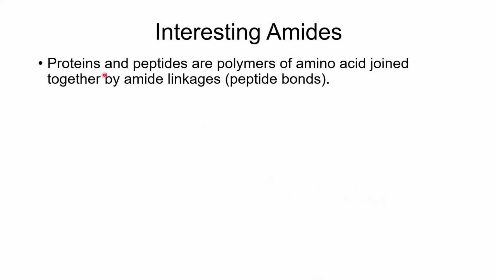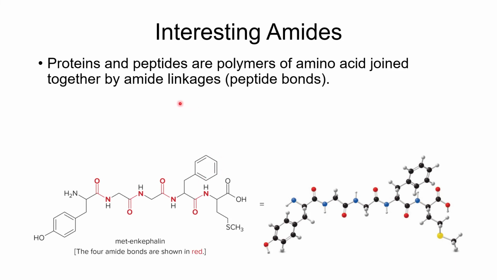All right, interesting amides. We're going to look at some proteins and peptides. All the proteins and peptides that do all the hard work in your body. There's lots of enzymes and hormones and things like that that are made up of polypeptides. They're just very complicated arrangements of many amino acids. Well, these are all going to have amide linkages. Now, the amino acids themselves don't have the amide linkage. Well, some of them do, but not all of them. But when you link them together, we get amide linkages, which we refer to as peptide bonds.